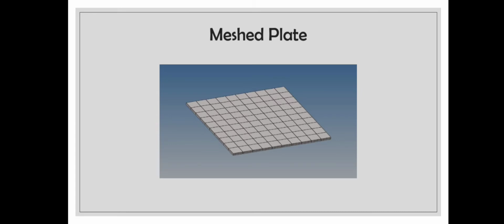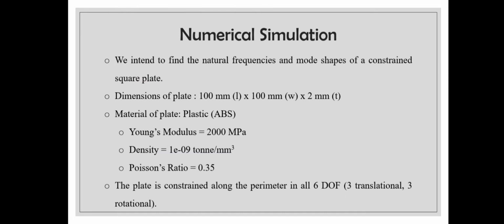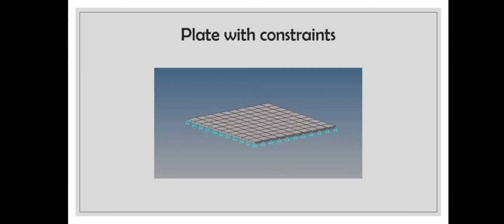So this is the same old plate that we're using for this analysis. The only difference is we're altering the material. We're using plastic instead of steel. So all the dimensions are still the same, 100 by 100 by 2 mm thick. The only difference is we're using ABS plastic instead of steel, and the plate is still constrained along the perimeter and in all 6 degrees of freedom. So the plate is constrained along the edges, similar to the last video.